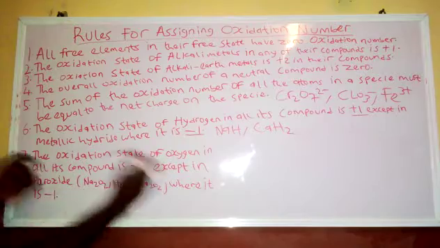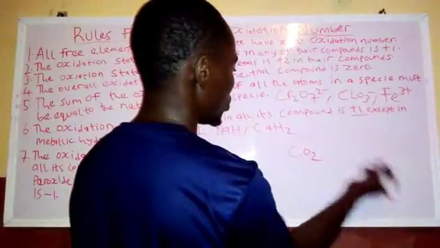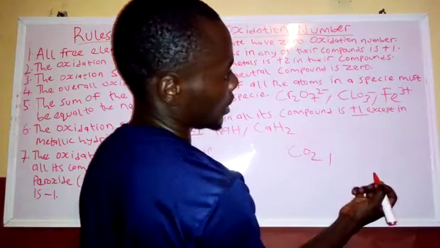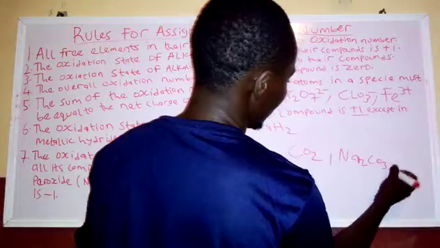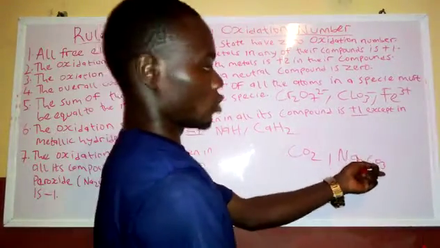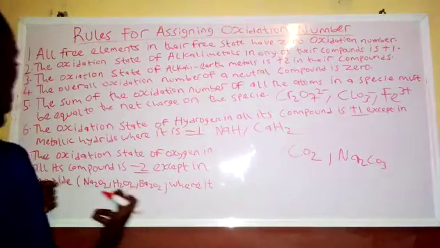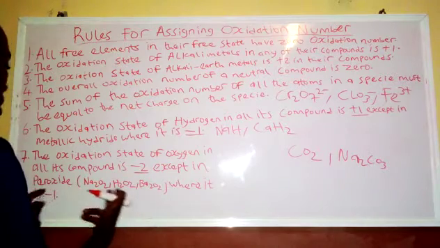Now the oxidation state of oxygen in all its compounds is minus 2, except in peroxides, where it is minus 1. For example, think of carbon(IV) oxide CO2, and Na2CO3. The oxidation number of oxygen here is minus 2. Here is minus 2 also, wherever you see it. But in peroxides, it is known as minus 1.